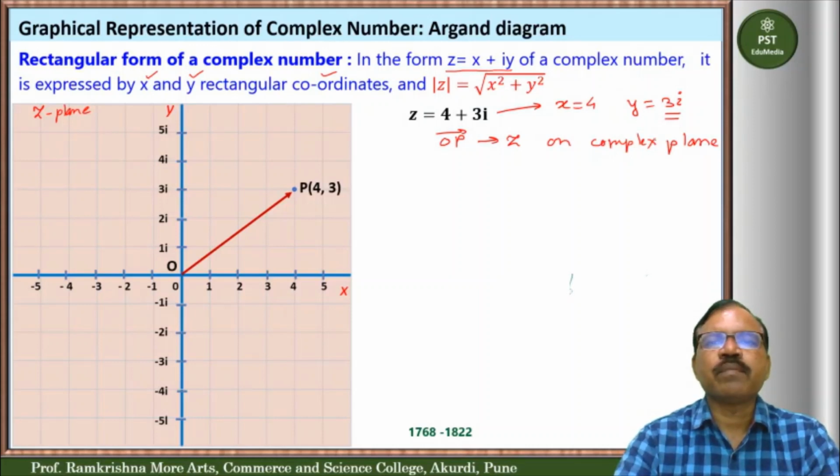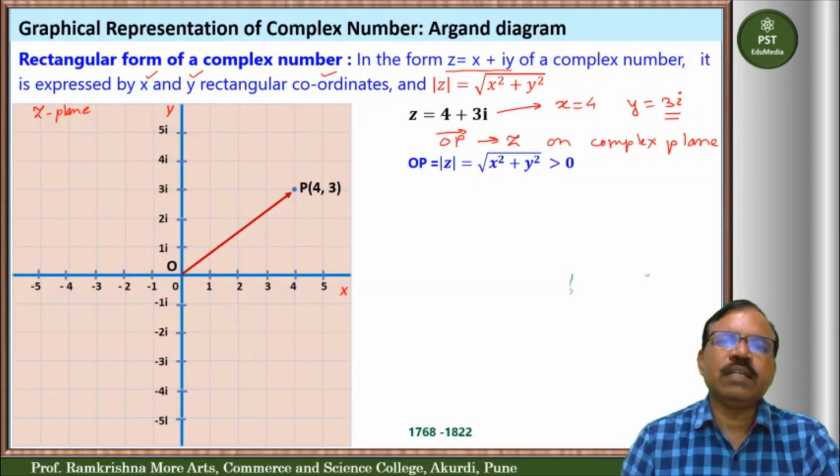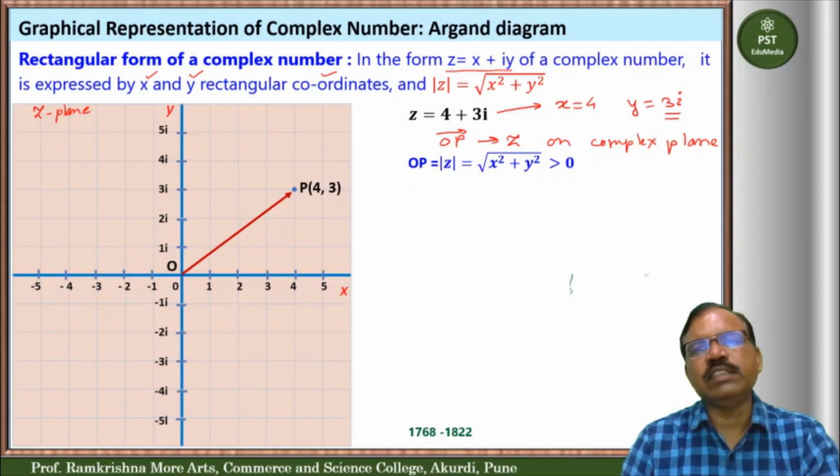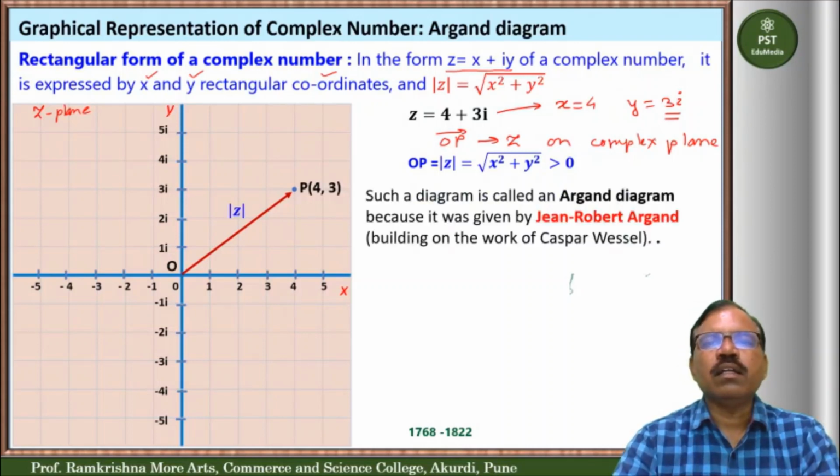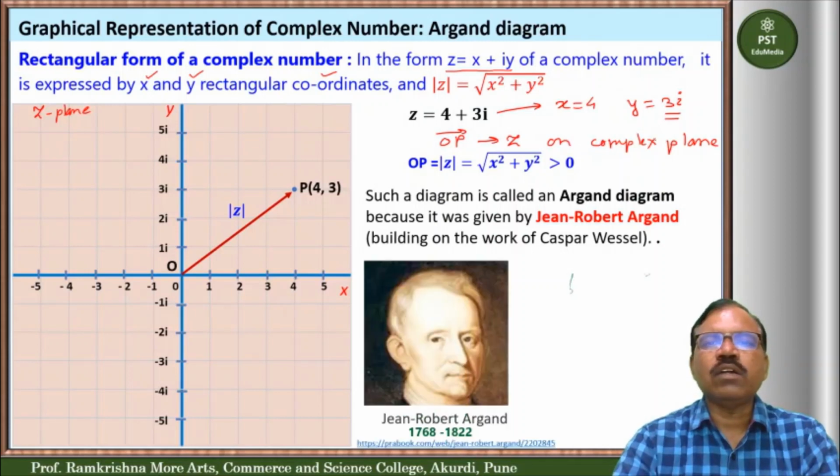In this diagram, the length OP is nothing but the magnitude of vector OP. This represents the modulus of Z, which is equal to root of x square plus y square, and it is greater than 0. Such a diagram is also called an Argand diagram because it was given by Jean Robert Argand, and it is on the basis of the work of Caspar Wessel.